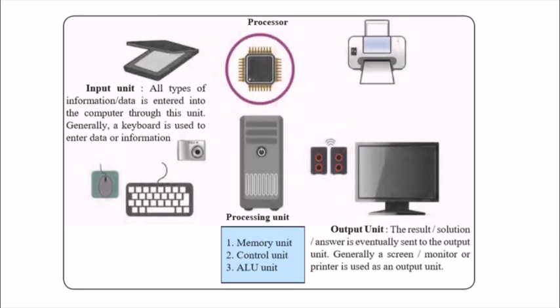There are three units in the processor. First is the memory unit, second the control unit, and third the ALU unit. Now you may think, what is the full form of ALU? ALU is arithmetic logic unit. All of the units have their important role in processing and in giving you the information.